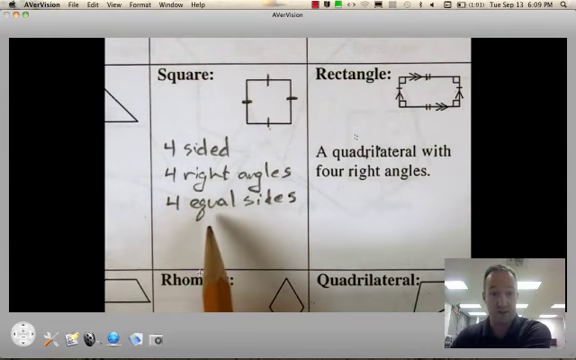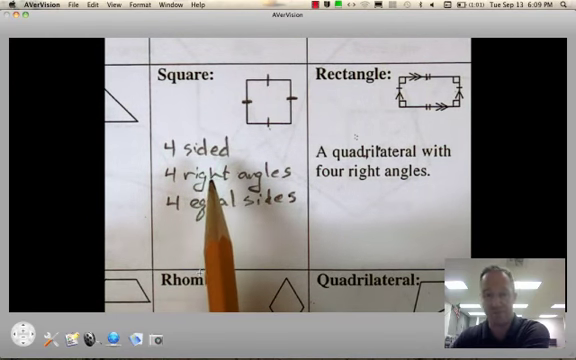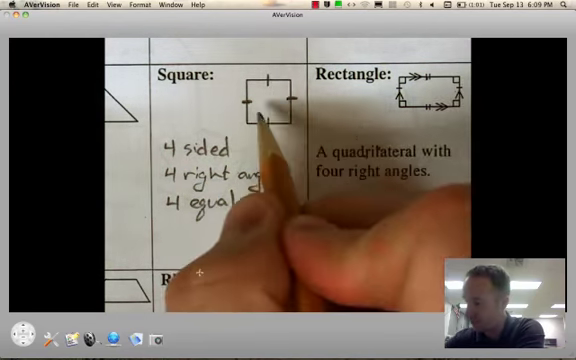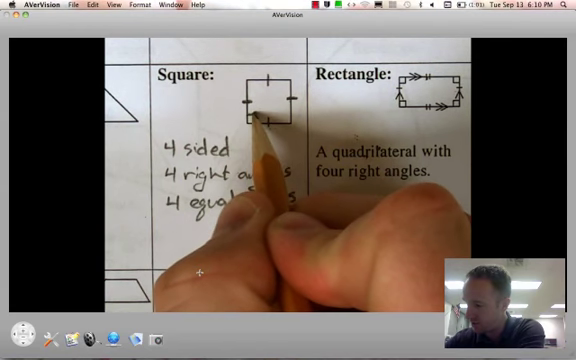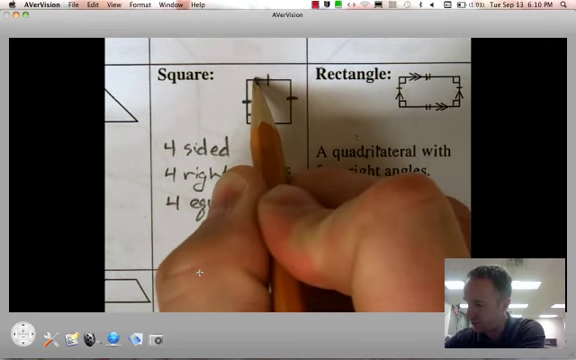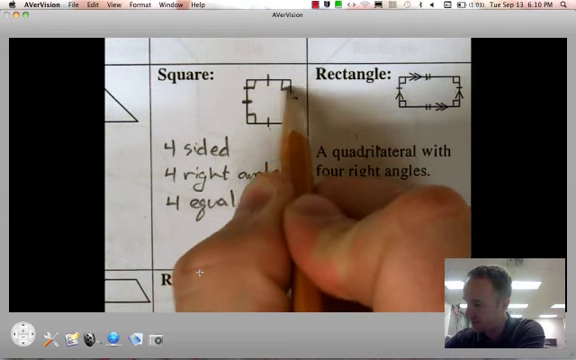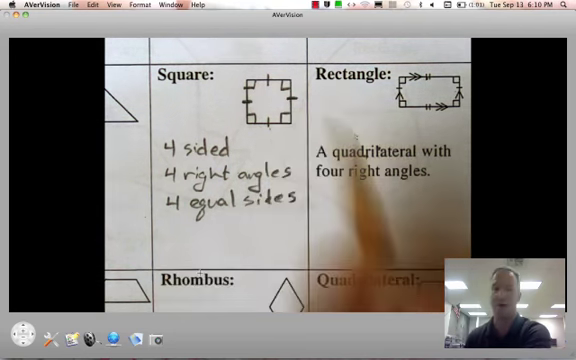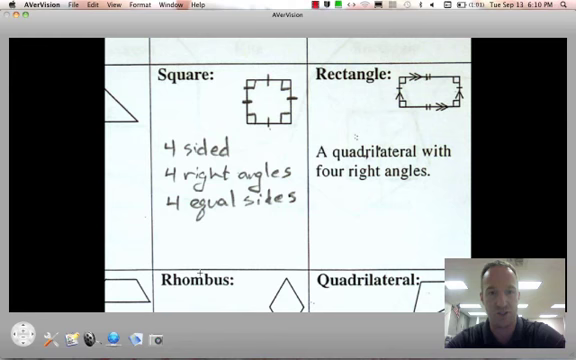Well, we also have four right angles here, and writing that out is kind of a pain as well. So we do have a little symbol that we use for that, and that looks like a little box. And those boxes just mean that all of those angles are 90 degrees.